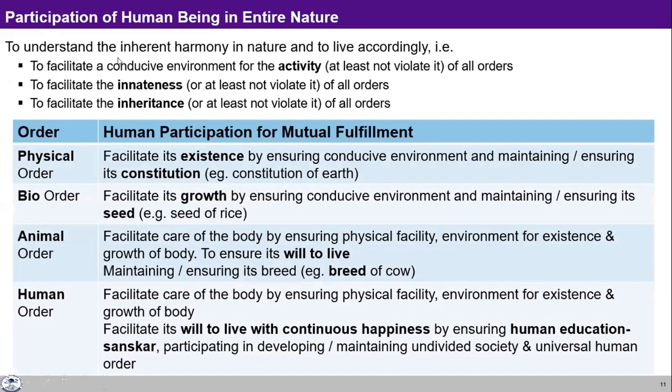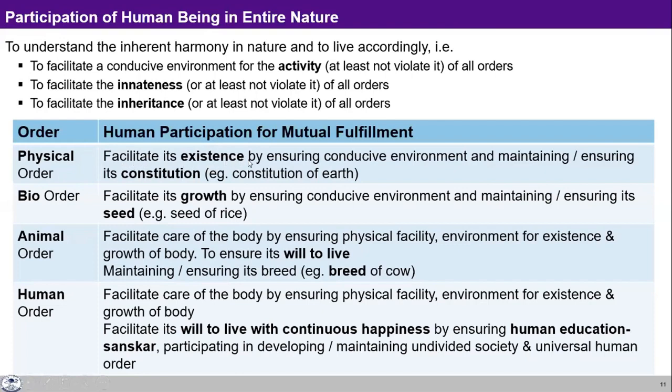To explore it further, so to understand the inherent harmony in the nature and to live accordingly, to facilitate a conducive environment for the activity, or at least not violate it for all the orders. This is my participation. To facilitate the innateness, or at least not violate it of all the orders. To facilitate the inheritance, or at least not violate it of all the orders. So when it comes to physical order, what would be the human participation in terms of mutual fulfillment?